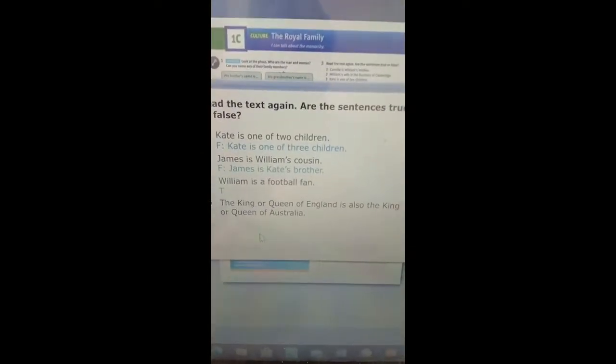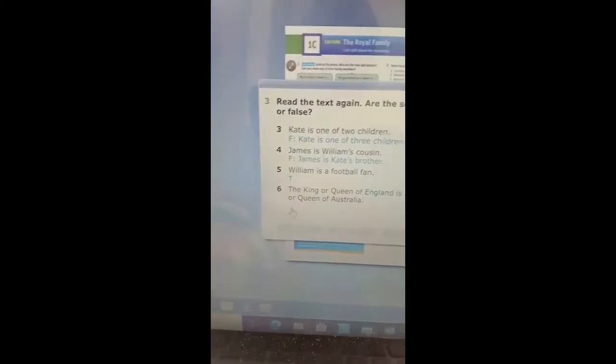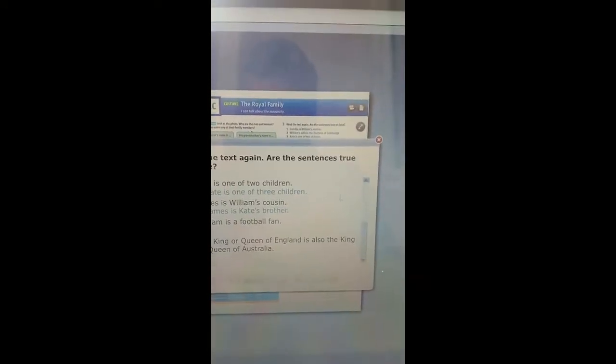The Queen and King of England is also the King and Queen of Australia. Yes, that is also true. So you can see her on the Australian dollar when you go there.